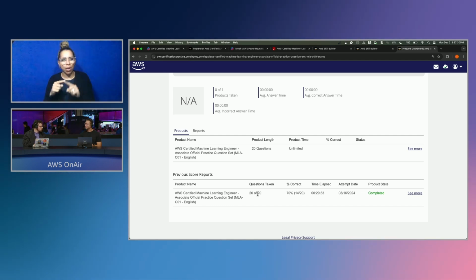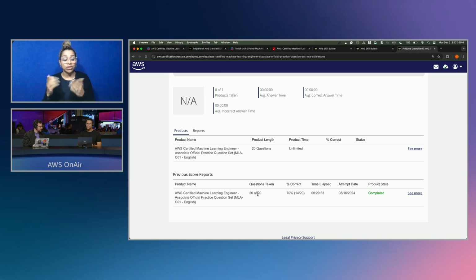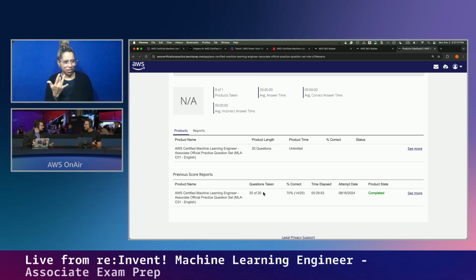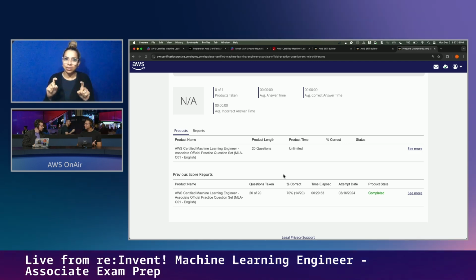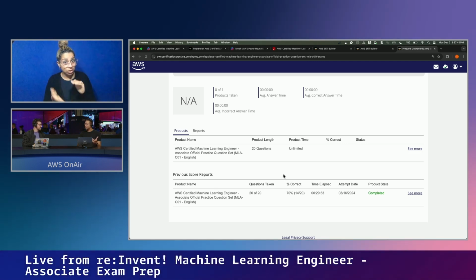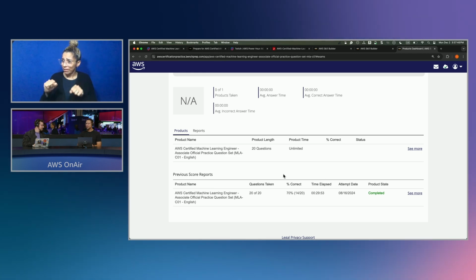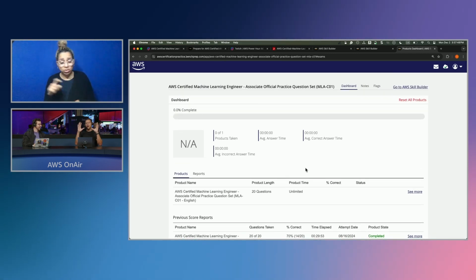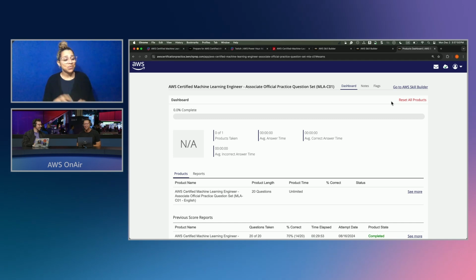But you know what you can also do, Aaron? You can reset the product. Why would you want to do that? So you can take the test again. Does it cost you anything? No, it doesn't cost you anything. It's free. Can you take it just one more time? Yeah, you can take it 5 more times. 50 more times? 100 more times. Wow.